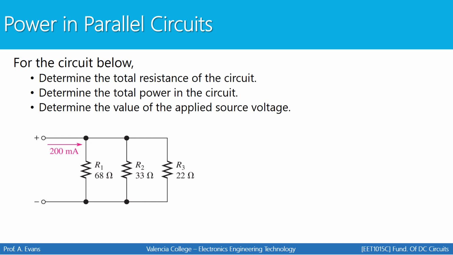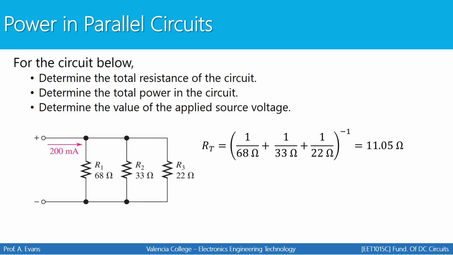So to begin, these three resistors are in parallel, so we're going to use the parallel resistance formula. 1 over 68 ohms plus 1 over 33 ohms plus 1 over 22 ohms. Take all of that and invert it, and you'll get 11.05 ohms. We can then use this formula. Power is I squared times R. We know the total current and we know the total resistance, so we're going to plug those values in to get the total power in the circuit, 442 milliwatts.